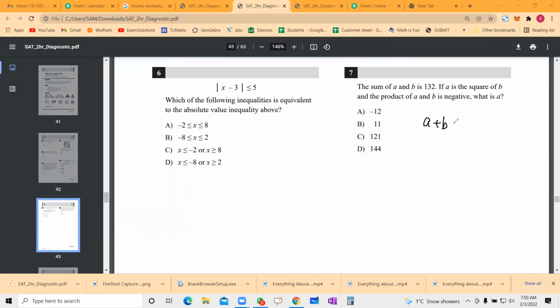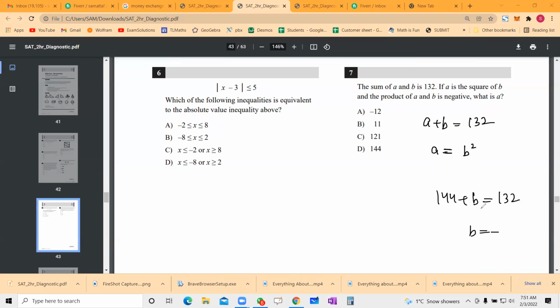So A plus B is 132, A is the square of B, and product of A and B is negative. So A is B squared, or else what you can do. So what you got? Can you tell me again? I got, it'll be 144 plus B equals 132, so B would equal negative 12. Okay, and we need B as negative, right?